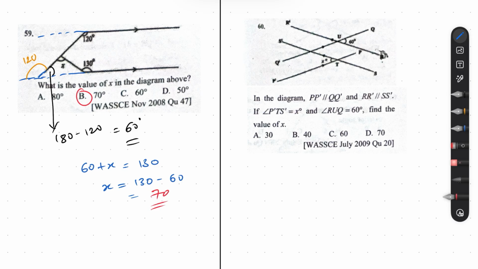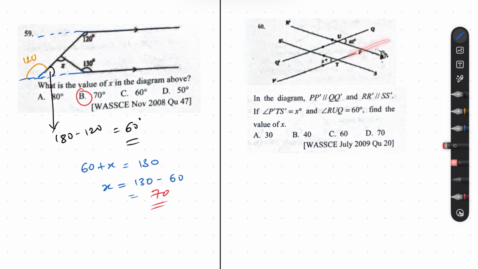Let's move on to question number 60. The question wants us to find the value of x. So this line is parallel to this line, and this line is parallel to this line. Cool. All right, now the only angle we know over here is 60, but we know this angle is parallel to this line. So what that means is we are going to have what?